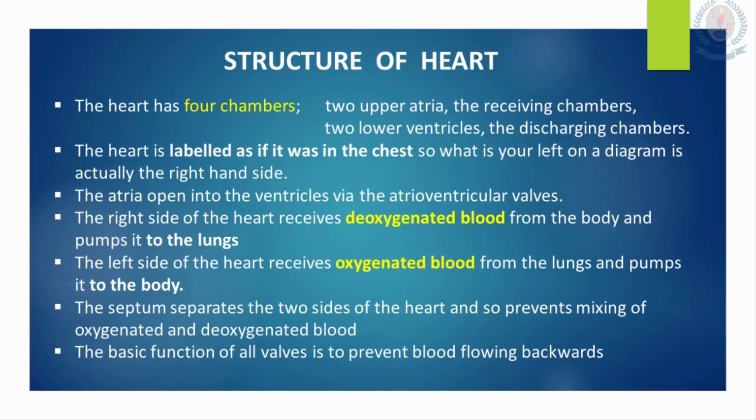The atria open into the ventricles via valves. Those are called atrioventricular valves. There are 4 types of valves present in our heart. Those are named the tricuspid valve, pulmonary valve, mitral valve and aortic valve. The basic function of all valves is what? To prevent blood flowing backwards.